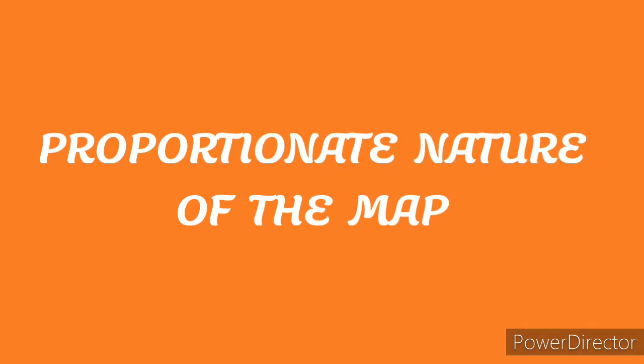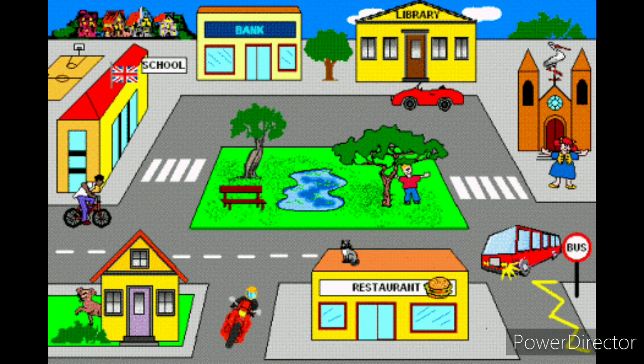Proportionate nature of the map. Places in our surroundings are often located at some distance from one another. Like you can see in this picture, there is some distance between the library and the bank. Also between the school and the restaurant. Now in real, these places are large in size, but the same distance and place when shown on maps will be quite small. The distance between these places also has to be shown in a very limited space on a map.